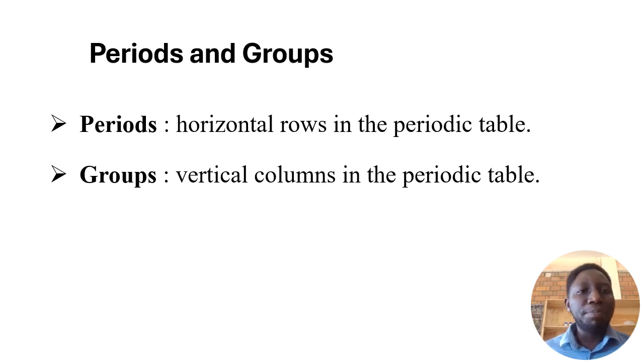Let's focus on the periods and the groups. Within the chart of a periodic table, this chart shows the periods and the groups. Periods are horizontal rows in the periodic table, while groups are vertical columns in the periodic table.